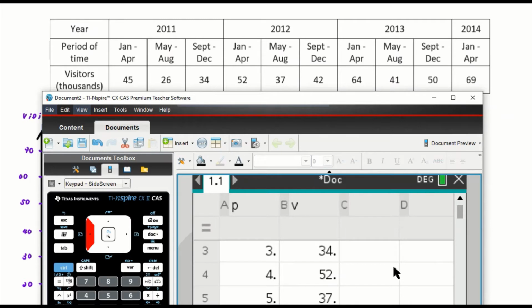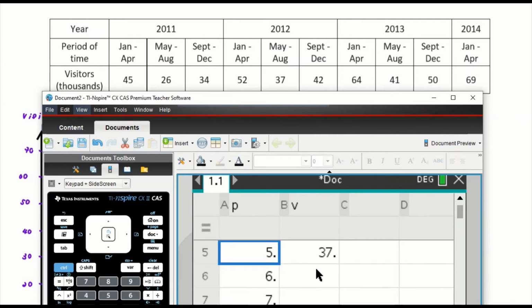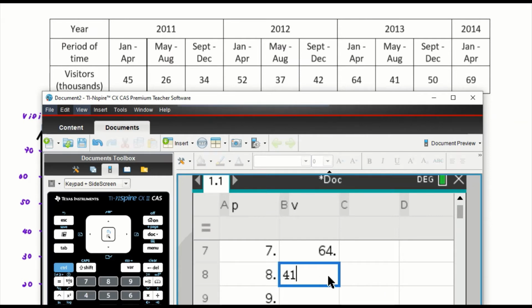But of course, if you want to put everything like this also can. So I think this is easier because you can just enter everything. So 6, then enter 7, 8. So we have 10 data here. Okay. Then now let's input the number of visitors. So after 37, we have 42, 64, and then continue with 41. Okay, 50, and the next one is 69.